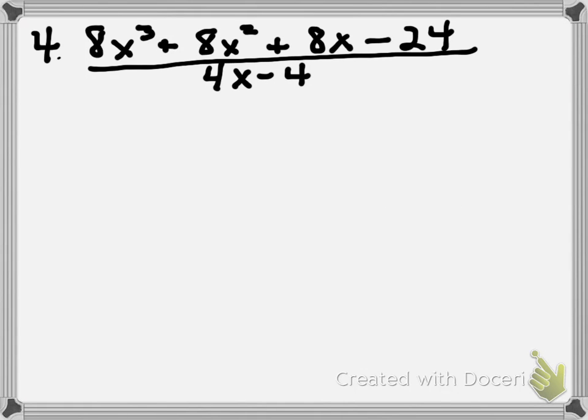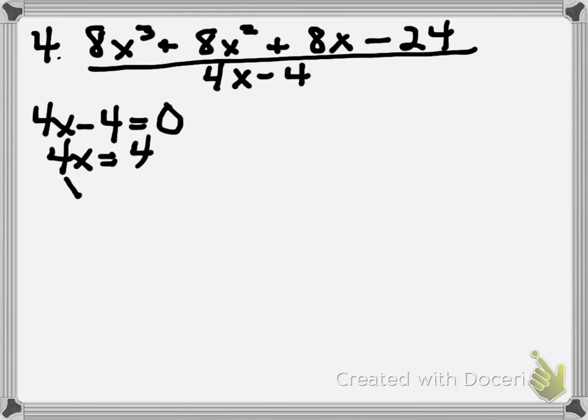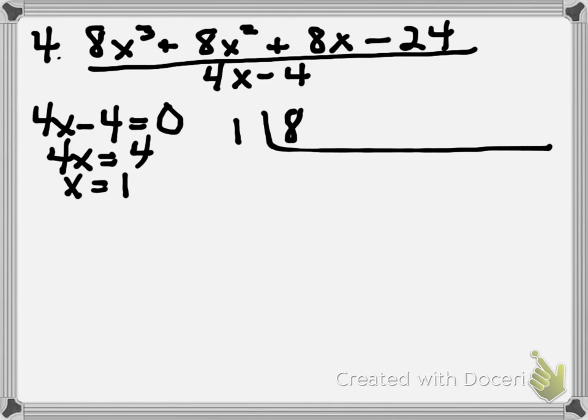Okay, the next problem is done by synthetic division. So you're taking 4x minus 4 and setting it equal to 0 to get a root or a solution. So we get x is equal to 1. So 1 is the divisor. Then each of the coefficients, 8, 8, 8, and negative 24.